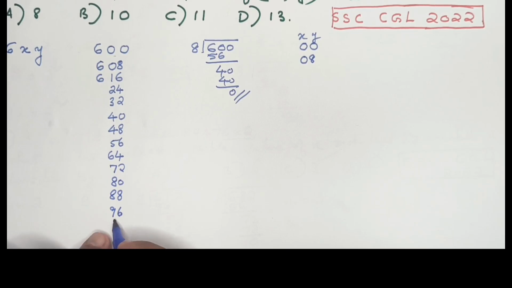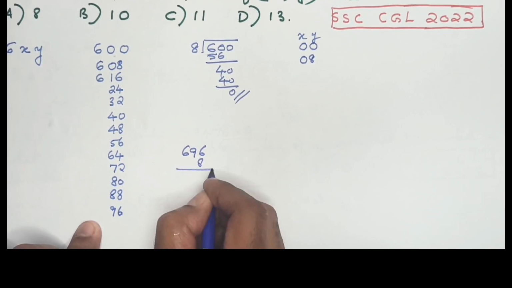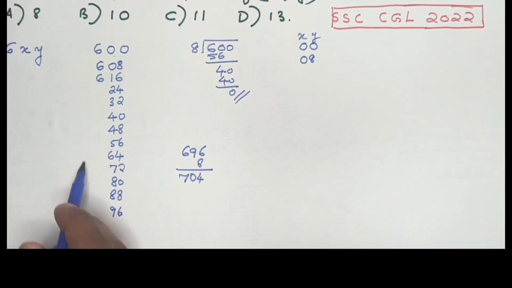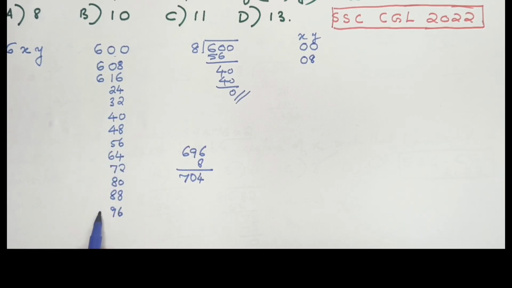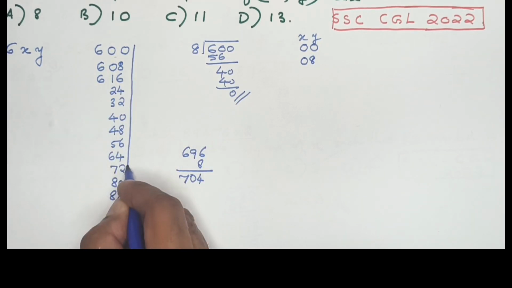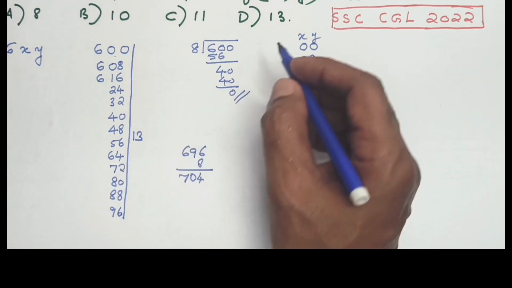There's no point adding 8 to this. When you add 8, what do you get? 696 plus 8, that will be 704. But this number is fixed. You can't play around this number, 6. So this is the highest possible value for xy. And 0, 0 is the smallest. And if you count, how many numbers are there? 13 numbers you will be getting. So the answer is 13.